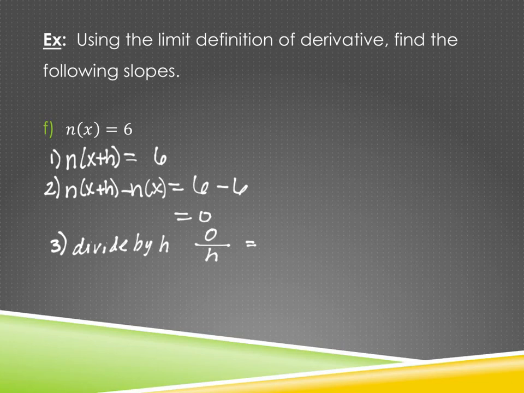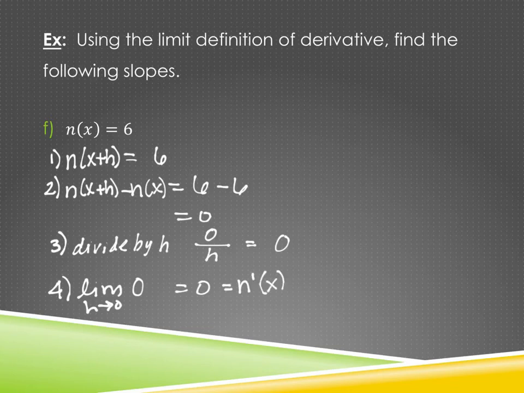Don't overthink this. Somebody say it for me. 0. Thank you. It is 0. And your step 4, where you're taking the limit as h goes to 0 of 0, is also 0. This is n prime of x, I'm sorry, not h.